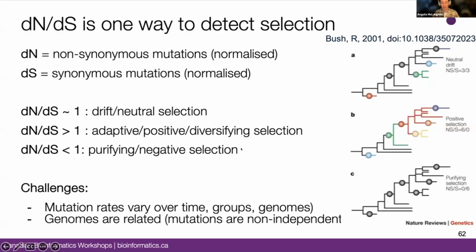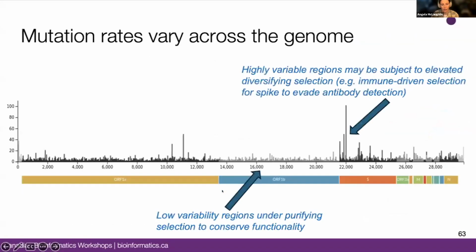Some of the challenges with this are that mutation rates are going to vary over time and across different areas in the genome, and that genomes are interrelated and those mutations are not independent. That's why it's important to use the phylogeny in quantifying that. And as you may be highly aware, mutation rates do vary across the genome.